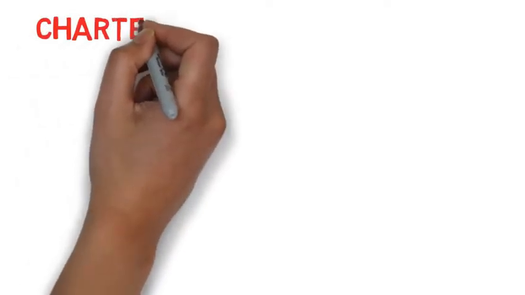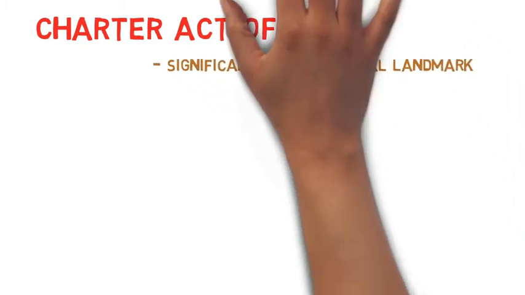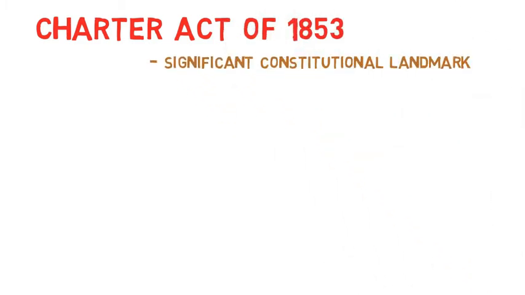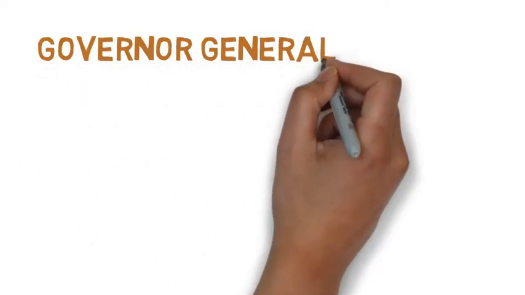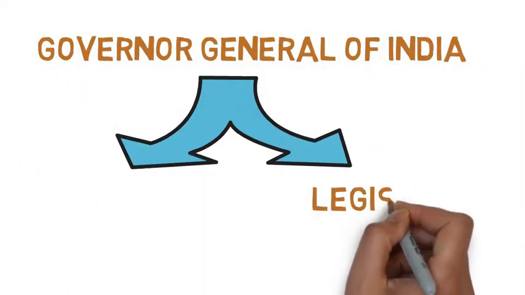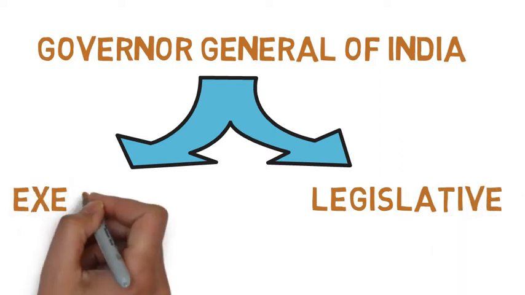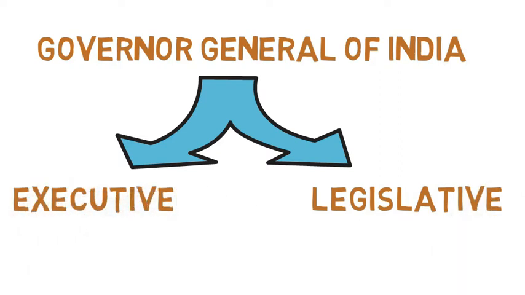Last in the series of the Charter Acts was the Charter Act of 1853. It is considered as a significant constitutional landmark. Let's look at the features of this act. It separated for the first time the legislative and the executive functions of the Governor-General of India.